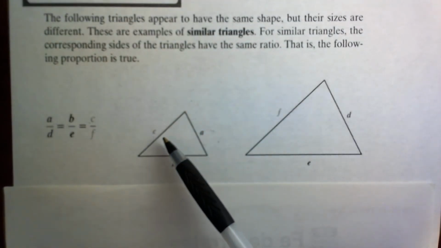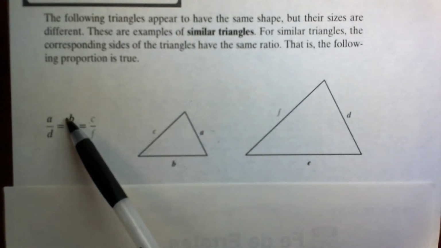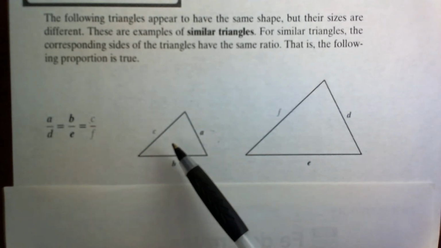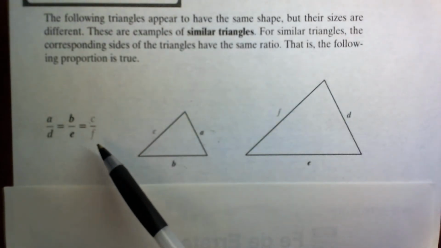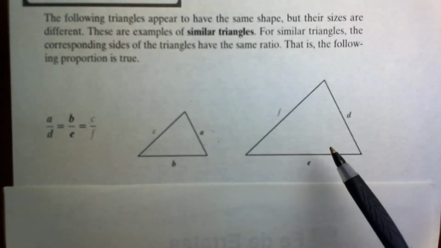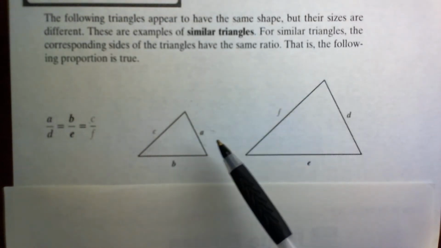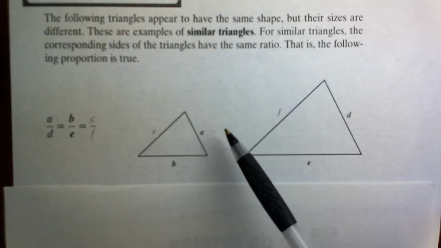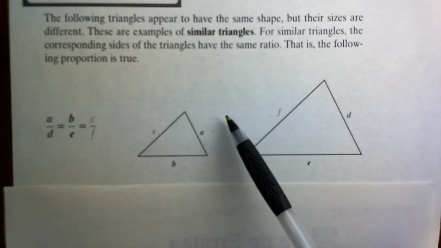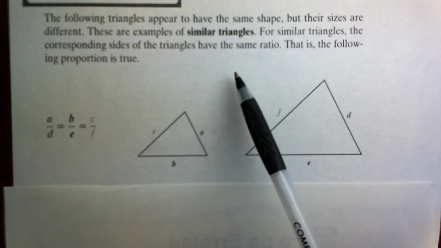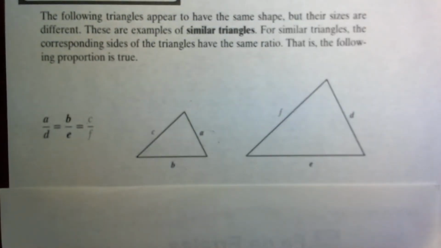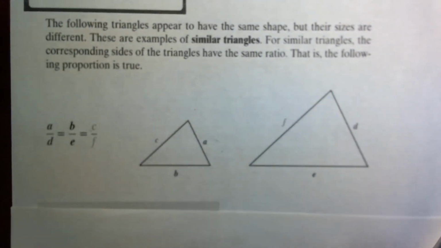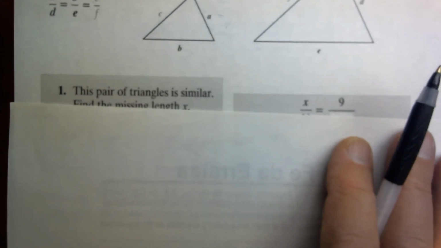Again, it's important to make sure that what's in the numerator is consistent with one triangle, and what's in the denominator is consistent with the other triangle. But these are similar triangles, and that means similar triangles have sides with the same ratio. So that's important to understand when we work with ratios and proportions for triangles. Let's jump into an example here.